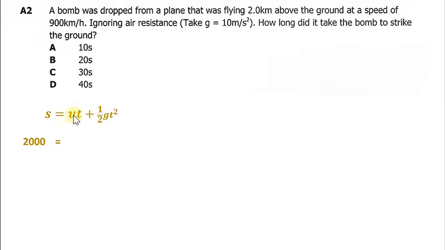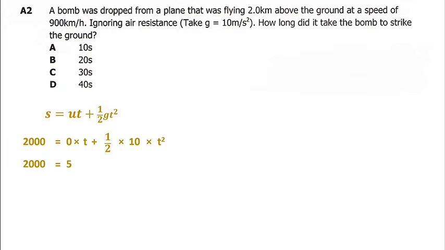So here your initial velocity will be 0 times time t, plus half times acceleration due to gravity g, which is 10 meters per second squared, times t squared. t is unknown, that's why we are just putting t squared, because they're asking how long did it take. So 2000 is equal to 0 times t, which is just 0, so we ignore it. Then we have 1 over 2 times 10, which is actually 5.